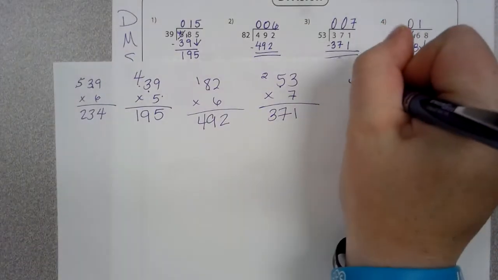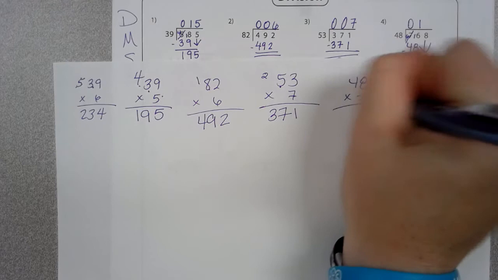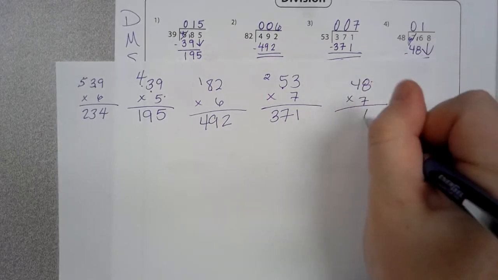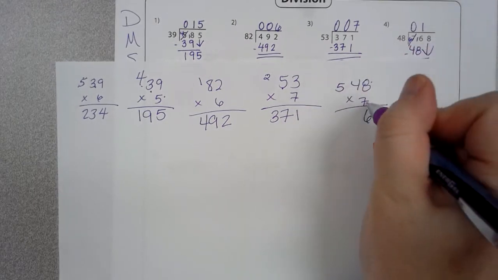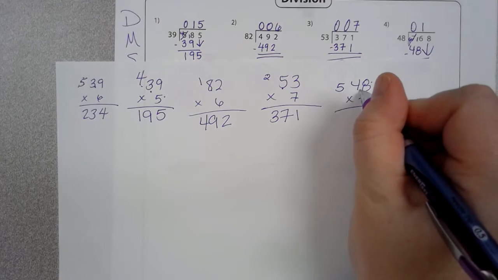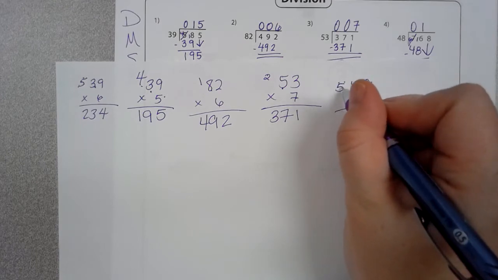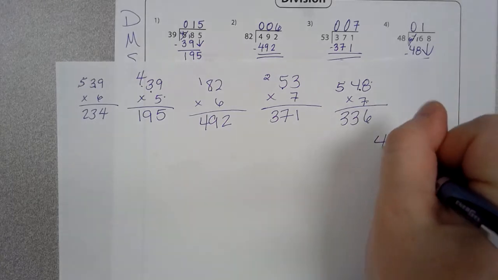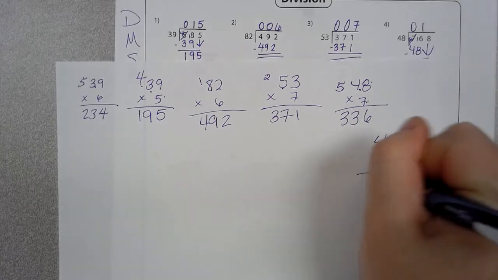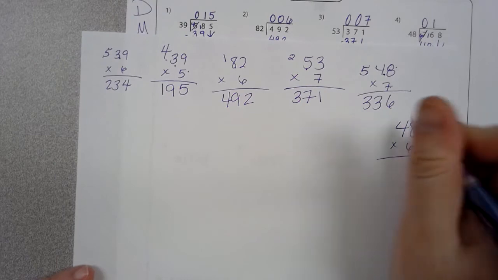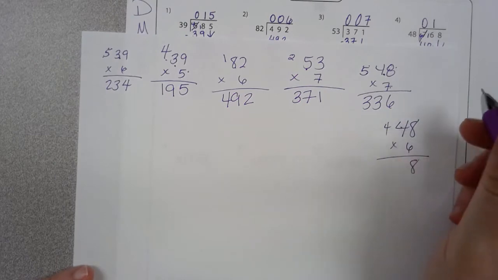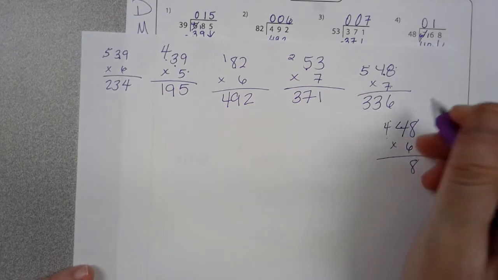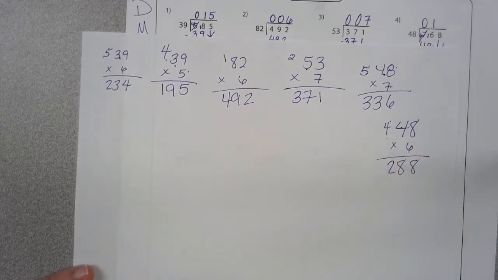48 times 7. 8 times 7 is 56. 7 times 4 is 28. Uh-oh, 29, 30, 31, 32, 33. That's too big. So that means we're going to try 6. That's 48. 4 times 6 is 24, 25, 26, 27, 28. There we go. It's 6.